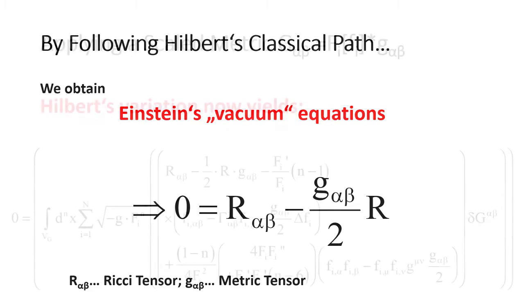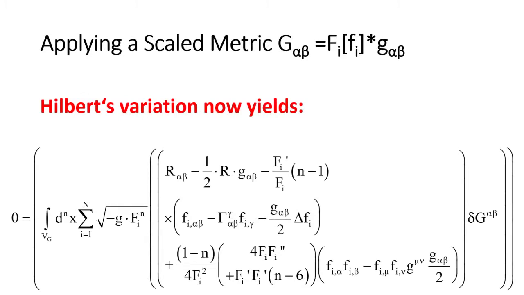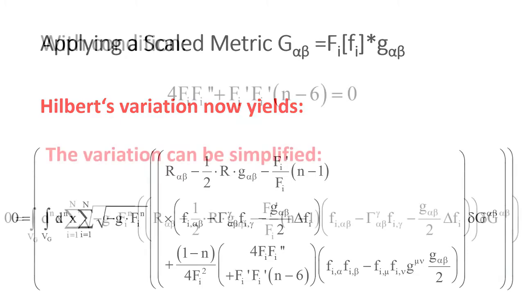Things change, however, in a rather interesting manner when introducing a slightly adapted metric tensor with a scaling factor as shown here. Hilbert's variation then yields a much more complex kernel, from which we intend to extract the so-called Klein-Gordon equation, as this will be our metric fundament for the derivation of the Schrödinger equation. The interested listener will find more about the metrically derived Klein-Gordon equation in part 2 of this series.